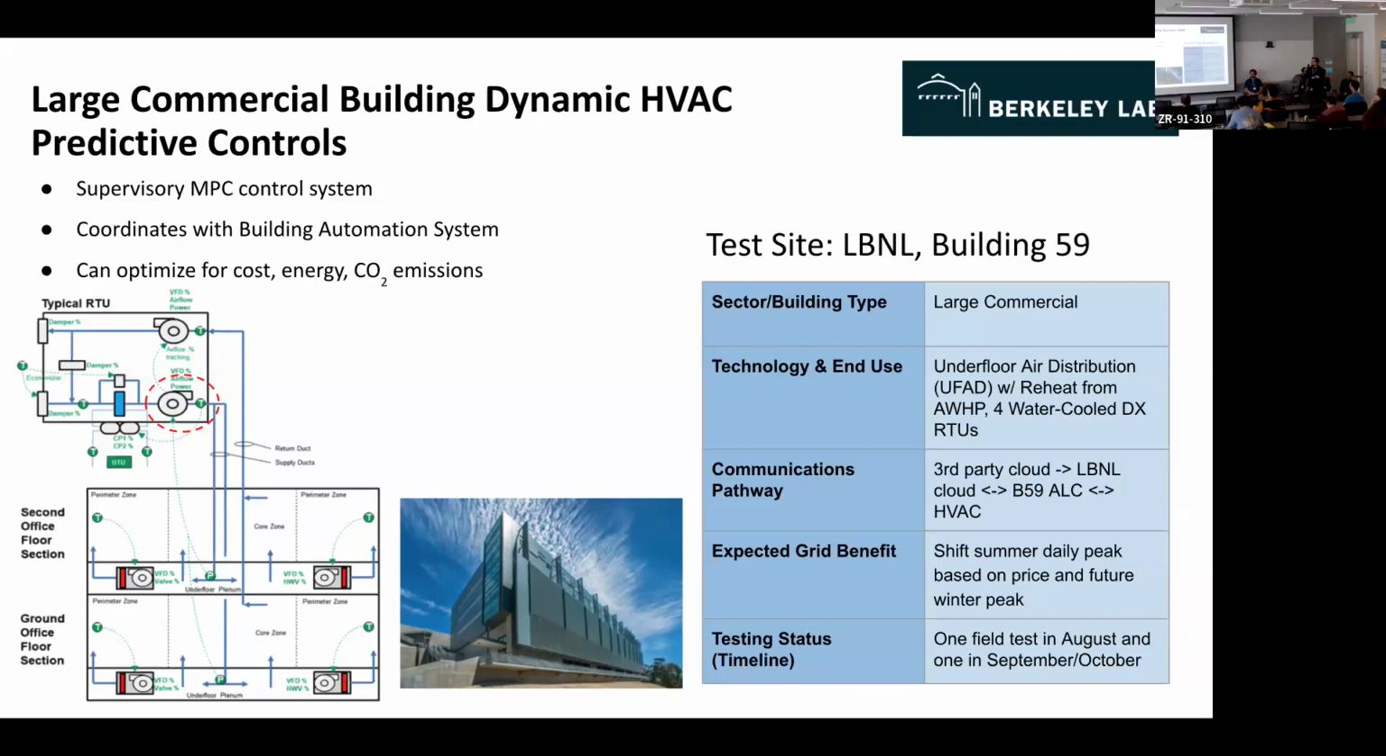In particular, we were controlling the office space of the building, which consists of 2 floors. The HVAC system for this building was made up of an underfloor air distribution system, connected to 4 rooftop units. And the MPC is a supervisory controller, as Marco mentioned before, where it controls the fan speed set point and the air supply set point for each of the RTUs independently.